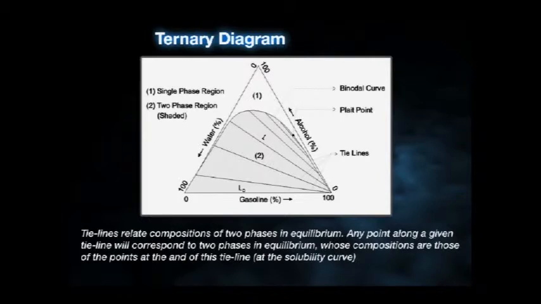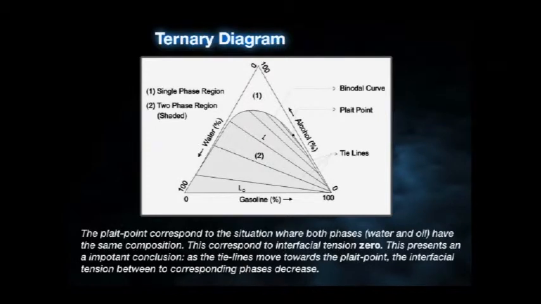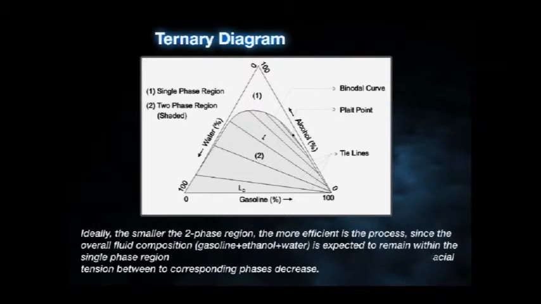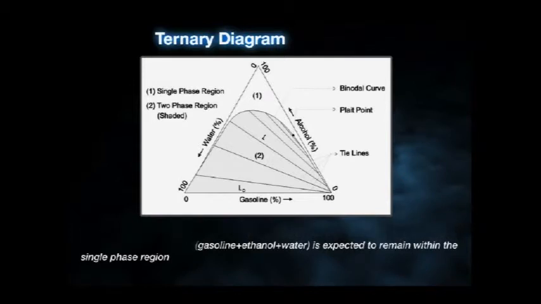Take a look at the situation here. Compositions are at this end, as I mentioned. Repeating, the plait point corresponds to the situation where both phases, water and oil, have the same composition. This corresponds to interfacial tension 0. This presents an important conclusion. As the tie lines move towards the plait point, the interfacial tension between the corresponding phases decreases. So, in a ternary diagram, ideally, the smaller the two-phase region, the more efficient the process, since the overall fluid composition, gasoline plus ethanol plus water, is expected to remain within the single-phase region of the diagram.